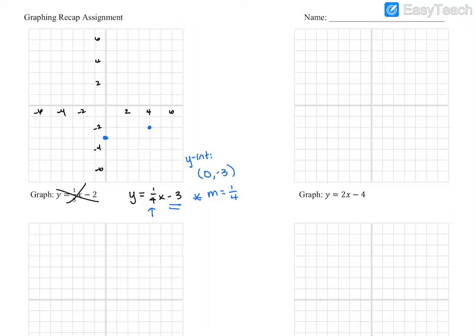I'm going to run out of space if I keep going that way, so I'm going to go in the opposite direction. You're going to go until you cannot put any more points on the graph. And then what you're going to do is connect them with a line. So there is my line I connected them with. And I add arrows because I know it extends on forever in both directions. And that would be my graph when I need to graph it in the form of y equals mx plus b.